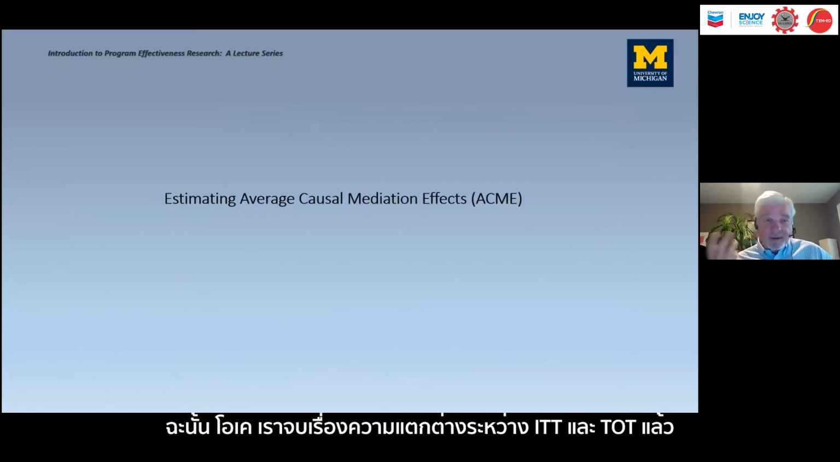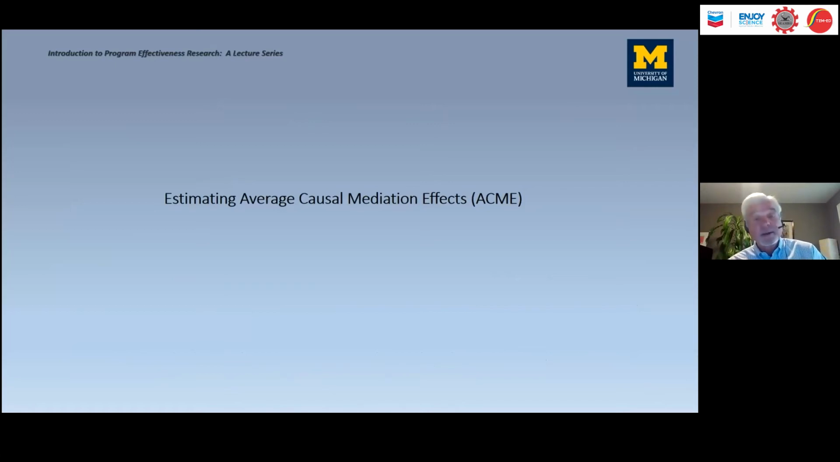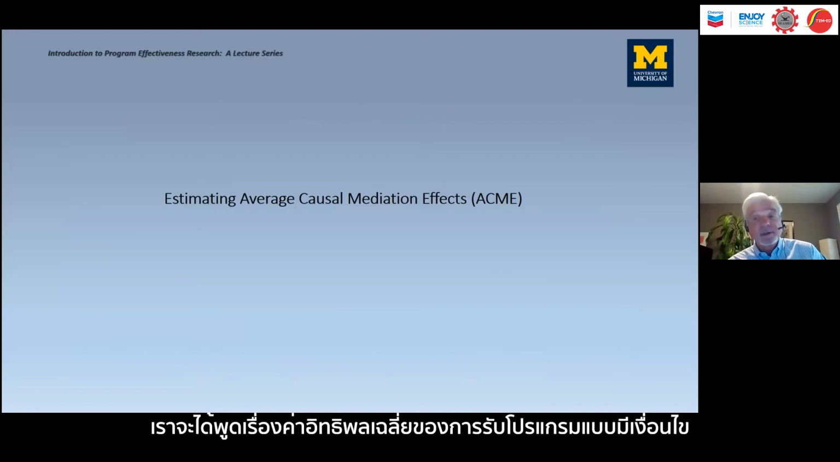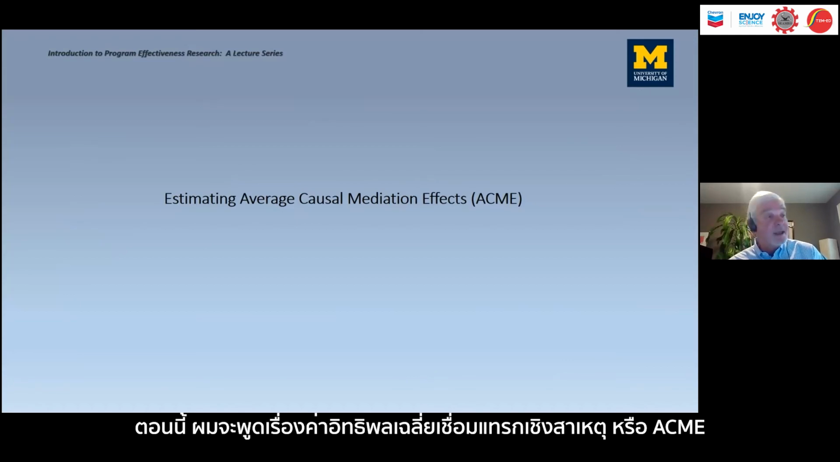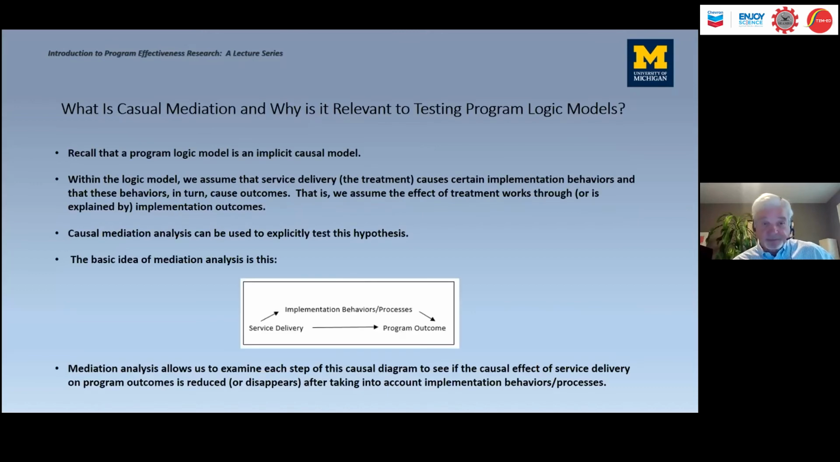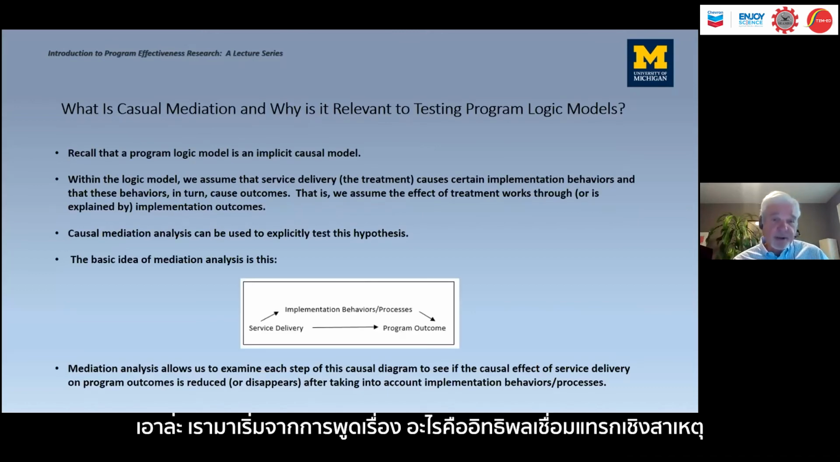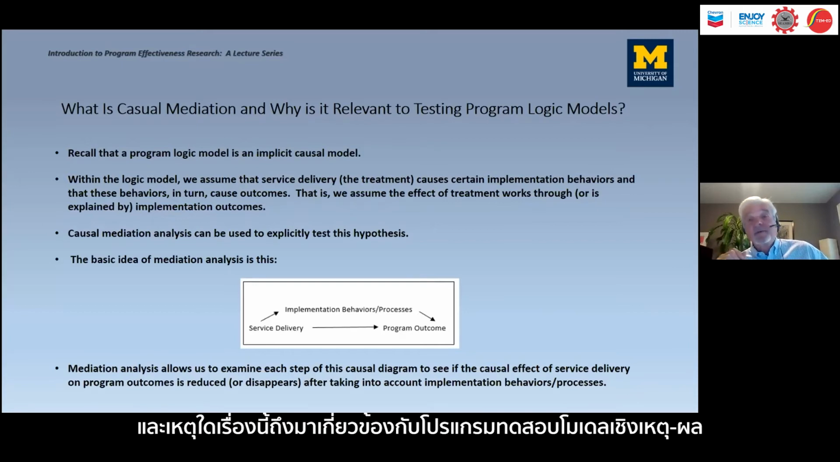So, okay, we've done the difference between the ITT and the TOT. We have discussed conditional average treatment effects. I would now like to talk about average causal mediation effects. So let's begin by talking about what's causal mediation and why is that even relevant to testing program logic models.